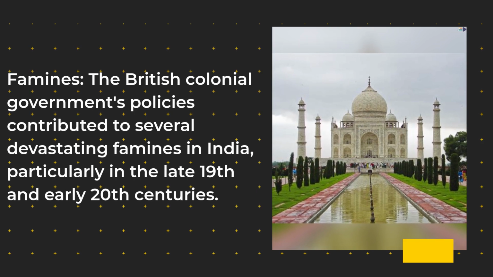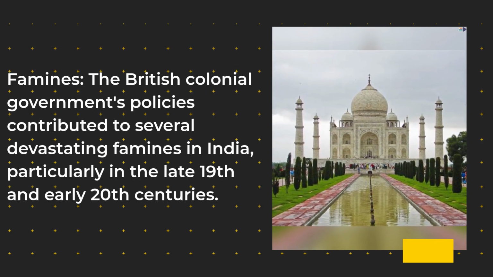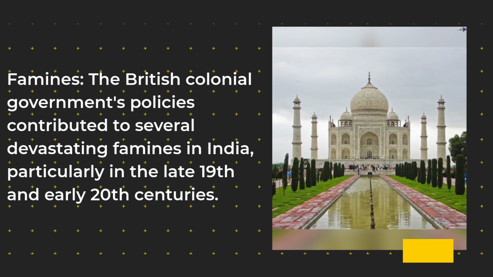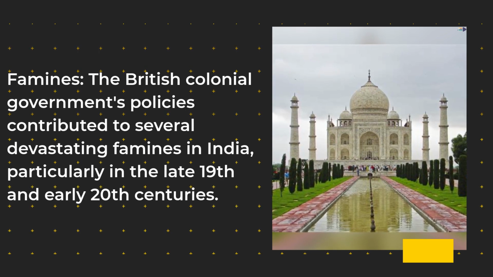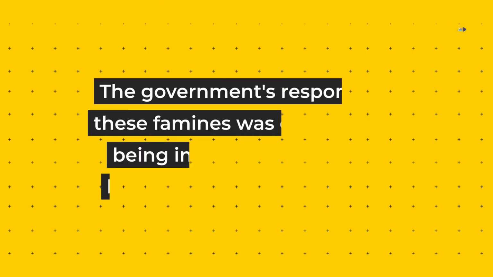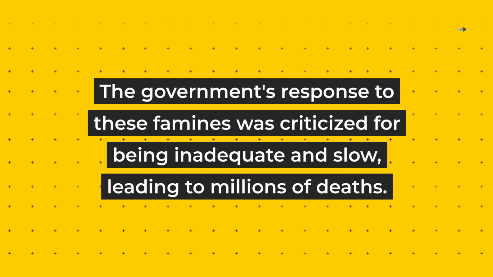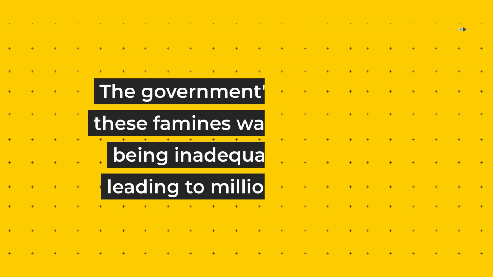Famines. The British colonial government's policies contributed to several devastating famines in India, particularly in the late 19th and early 20th centuries. The government's response to these famines was criticized for being inadequate and slow, leading to millions of deaths.